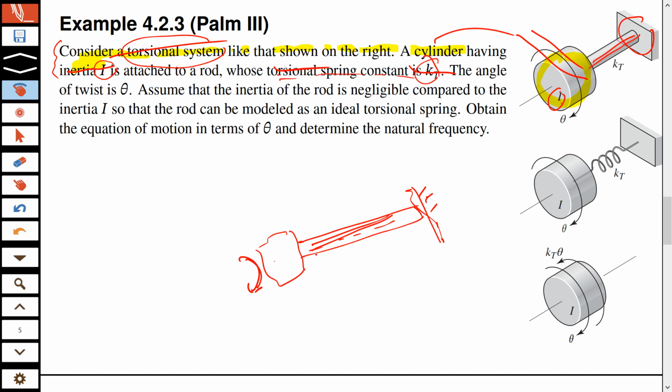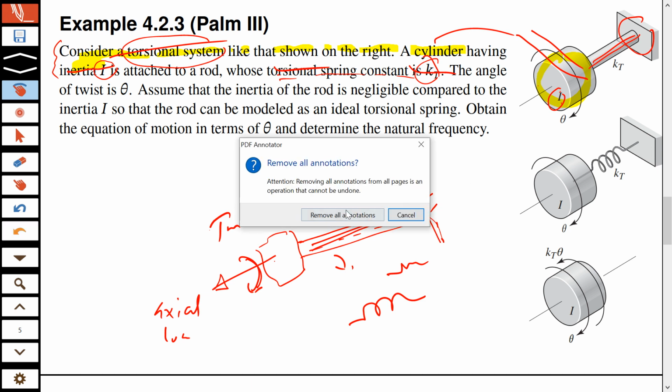So you have to decide that yourself. It could also be that it is under an axial load as well as a twisting. Then you will have to make both models: you will have to make this one and also the spring one, okay? That is something you need to be aware of.